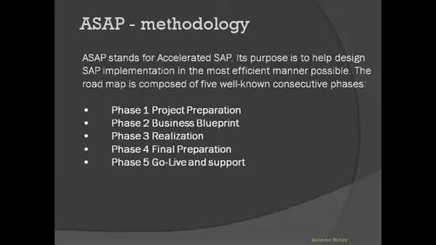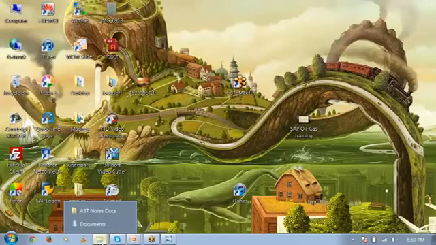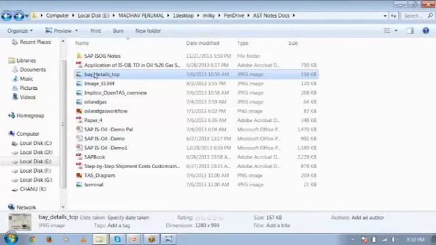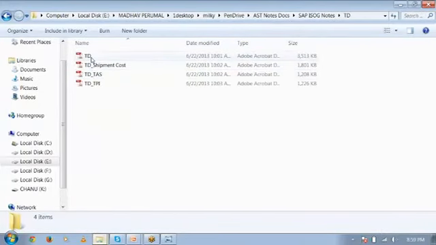These documents related to the oil and gas industry, I will provide. Implementation documents I can provide. And I will explain the ASAP methodology based on the oil and gas industry also. I'm giving the notes like this.